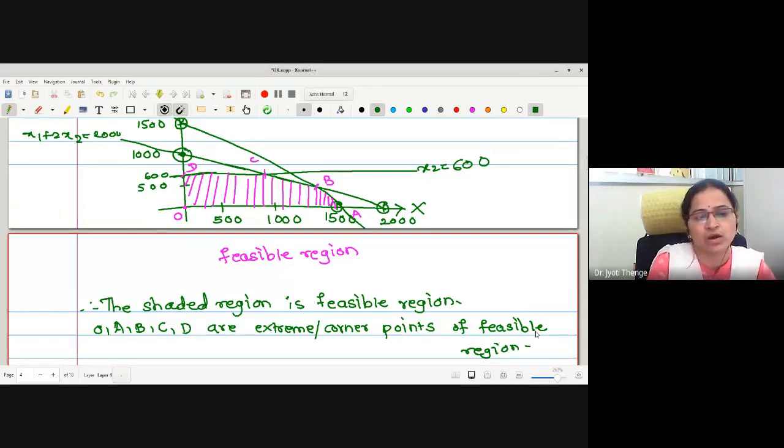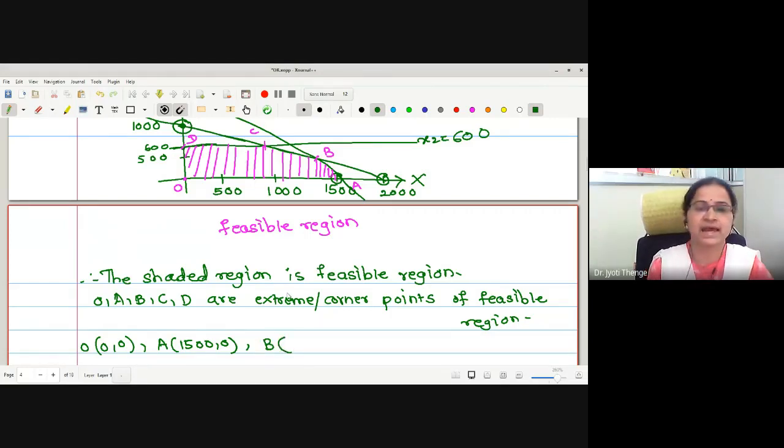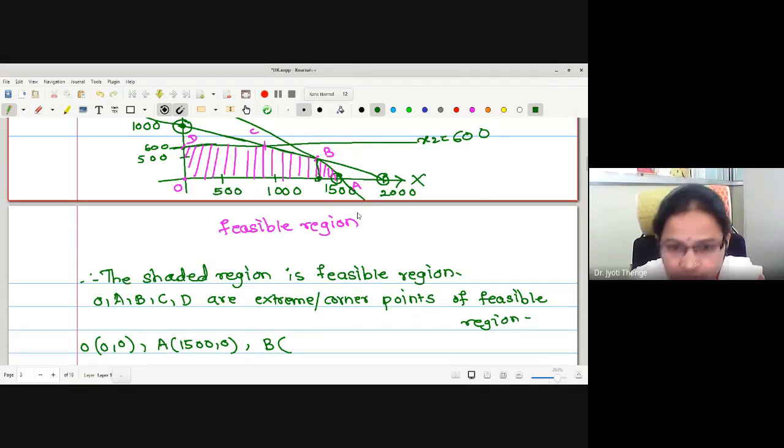Now let us write down the coordinates of all the points. What are the coordinates of O? 0, 0, no? Origin. What are the coordinates of A point? 1500 and 0. What are the coordinates of B point? If you have drawn the graph exactly, it will show you what is the x coordinate and what is the y coordinate value. Okay, here I have calculated already. Therefore, let me just write the coordinates are 1000 and 500. Have you got this value? Yes, ma'am. And the coordinates of the point C are 800 and 600.